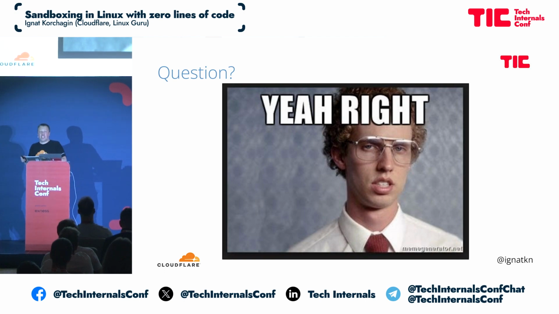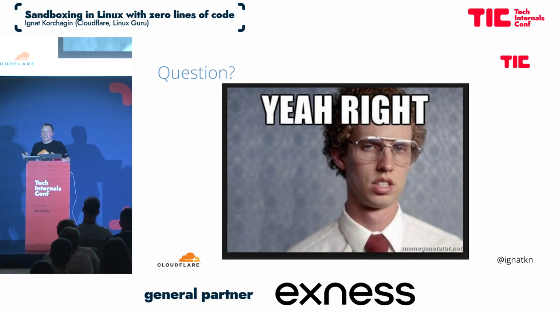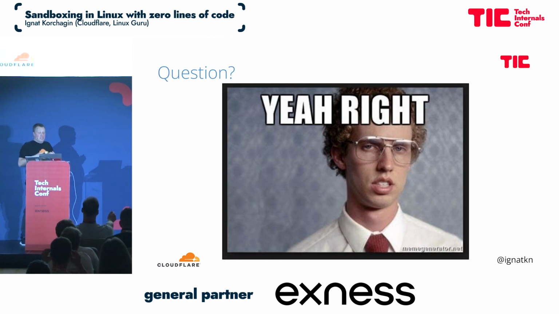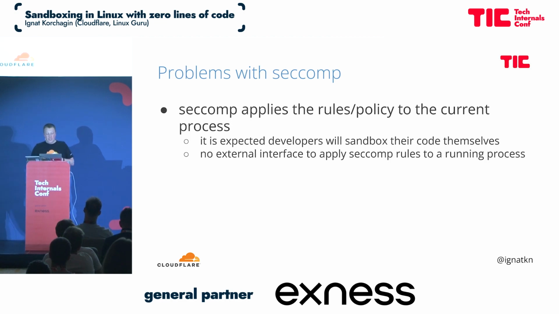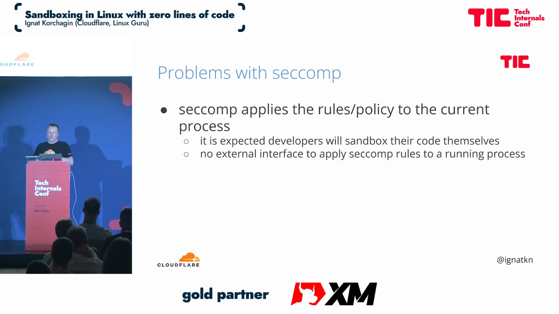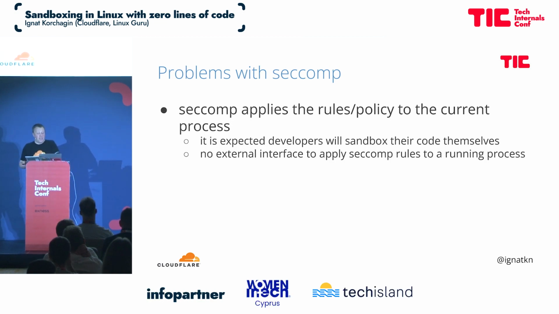We write functionality and stuff, and even most popular open source projects don't have sandboxing support. And this is the problem with seccomp: it applies the policy you design only to the current process. So it is expected by this feature that developers will sandbox their code themselves, but there is no official external interface to apply seccomp rules to an already running process or to a different process.